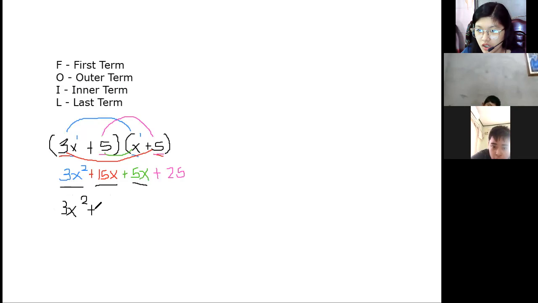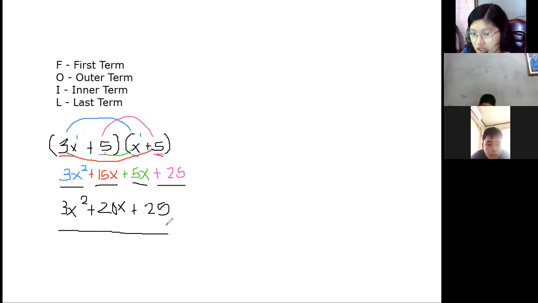And, pag-add lang yung constant, we have 15 and 5. So, 15 plus 5, that is 20. And then, kakopy lang natin yung variable which is x. And last one, since ito, number lang siya, kakopy lang natin siya. Wala siyang kasama or wala siyang kamukhang term. So, the answer now is 3x squared plus 20x plus 25. May question ba about solving binomial times binomial using FOIL method? May question about this?